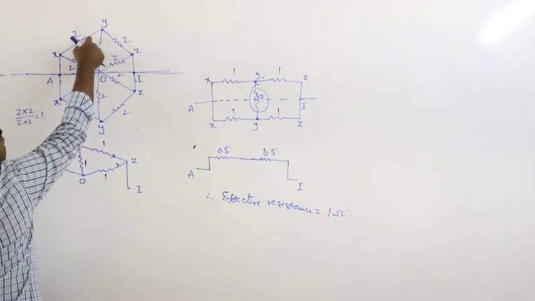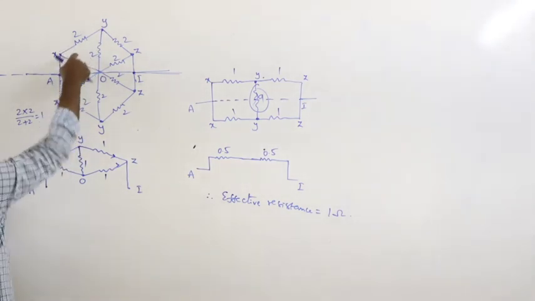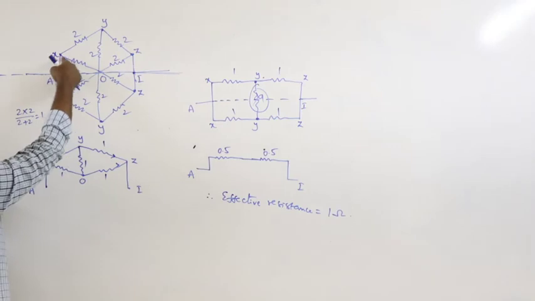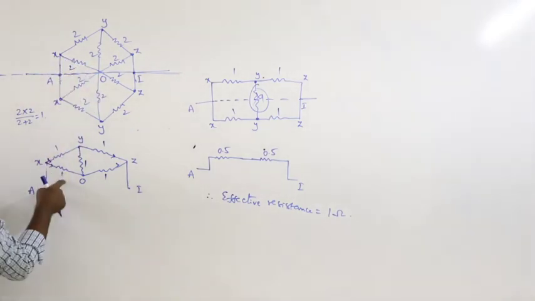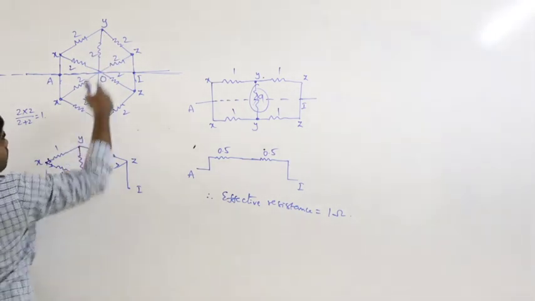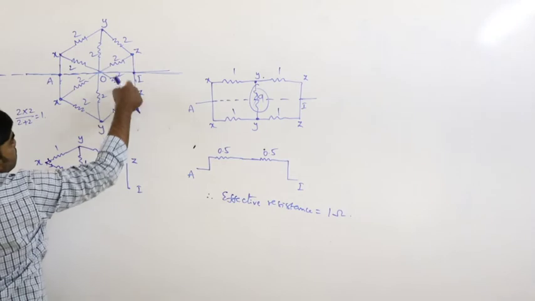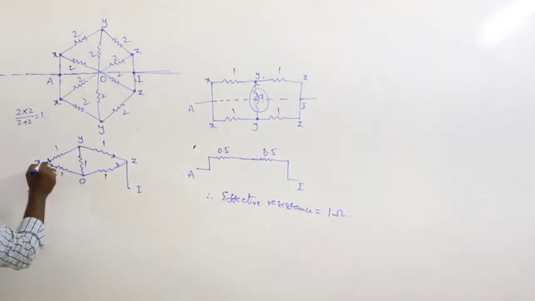See here, X and Y, the resistance is 2. Here also X and Y, the resistance is 2. 2 parallel, so that is 1. X and O, the resistance is 2. X and O, the resistance is 2. 2 parallel, 1. Y and O, 2. Y and O, 2. 1. YZ, YZ. In the same way, OZ, OZ, like this. So the circuit is like this.